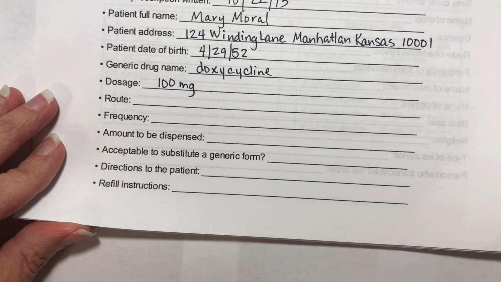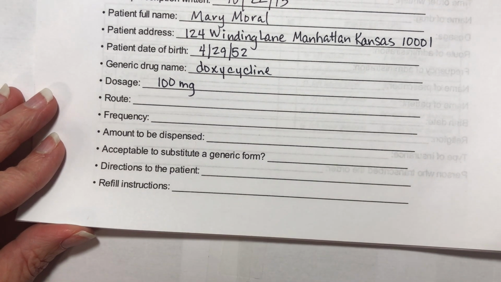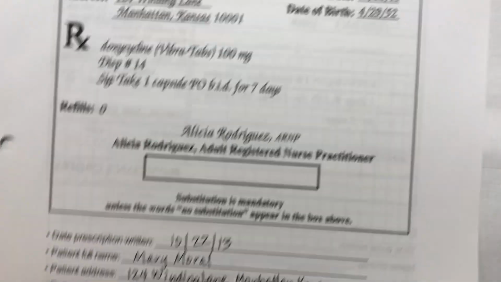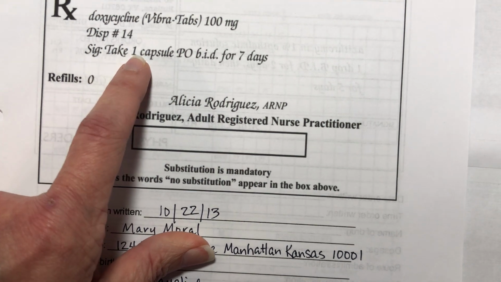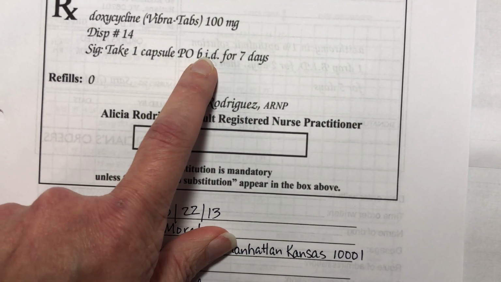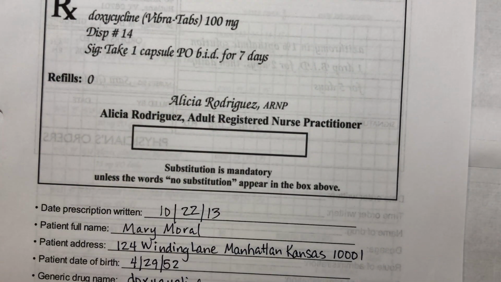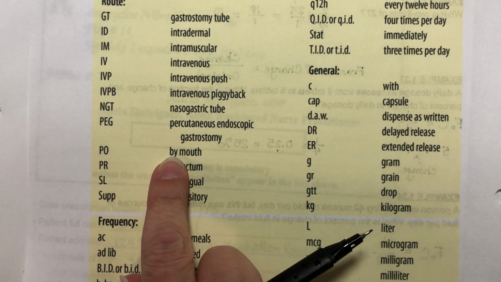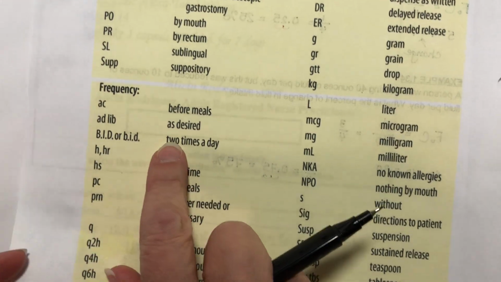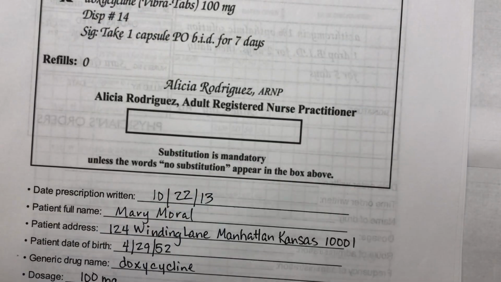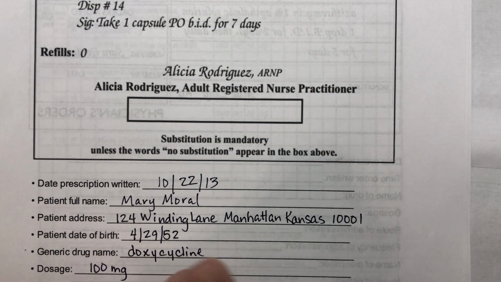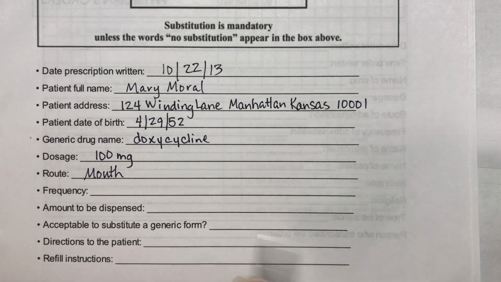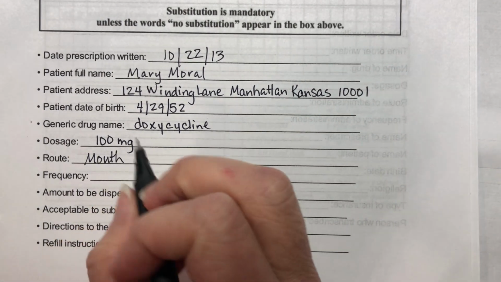So what route do we take it? What they're asking for is, is it taken orally? Is it inhaled? Is it IV? Whatever. For the route, I come back up here: take one capsule, PO, BID, for 7 days. Now what does PO mean? Looking back at this chart, PO means by mouth, and BID means 2 times a day. So it's taken by mouth, and our frequency is 2 times a day.